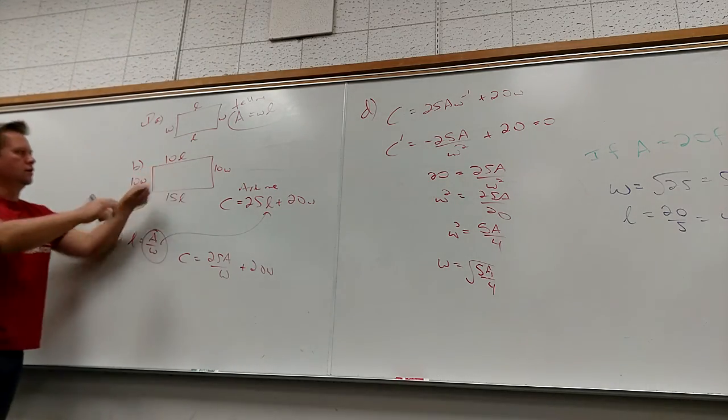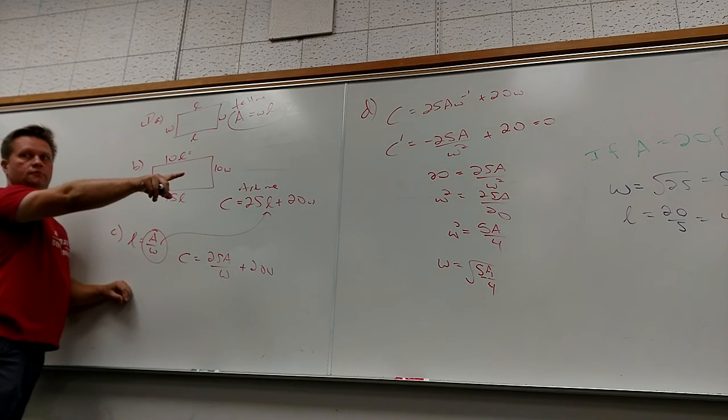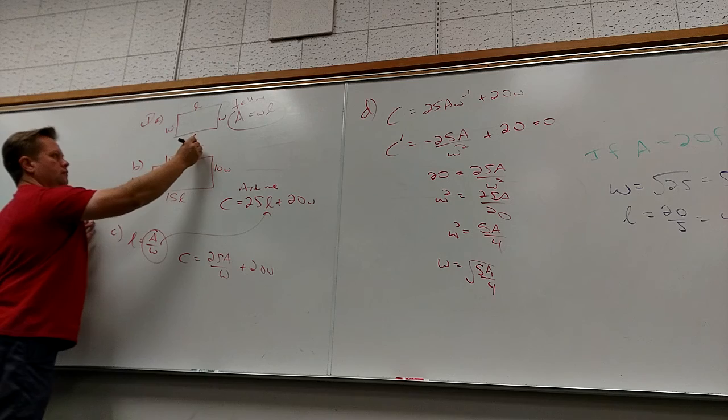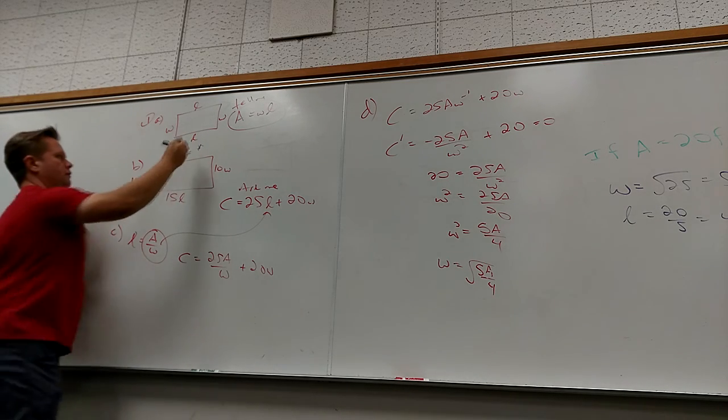What's the cost of each of these sides? What's the cost of this side now? It'd be 4 times 10, so that'd be 40.